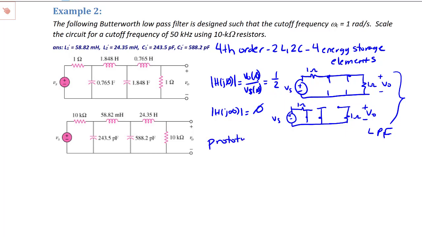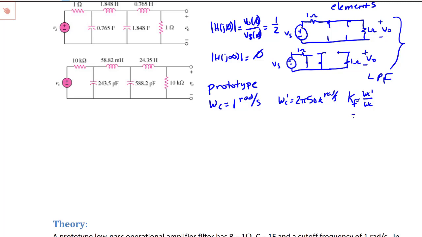So for the prototype, omega C is equal to 1 radian per second. And the scaled frequency based upon the design specification is 2 pi 50,000 radians per second. So Kf is going to equal omega C prime over omega C, which equals 2 pi 50,000.